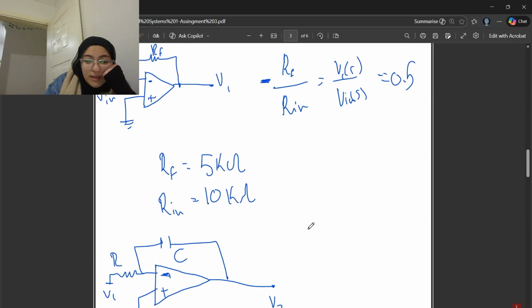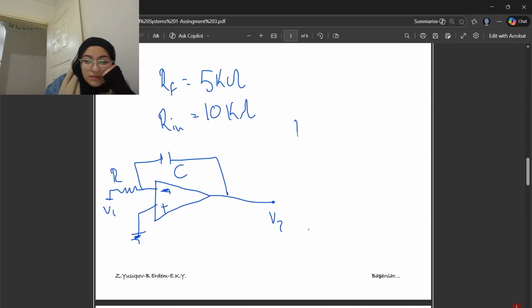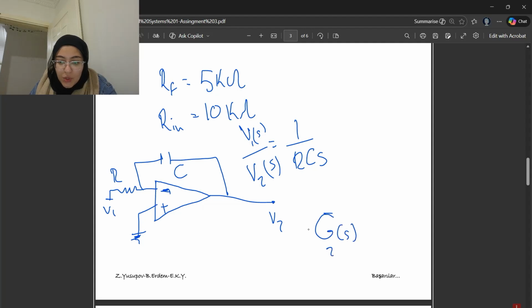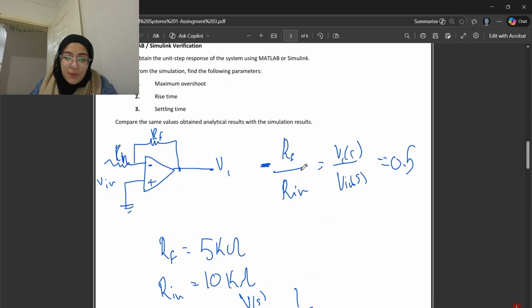We already know it's an integrator, so it will be 1 over RCS, V1 over V2. From this information, I know it will be minus the gain, meaning the gain G2(s) will be minus 2 over s. And the gain in the first op-amp, I forgot to write it, it's going to be minus 0.5.